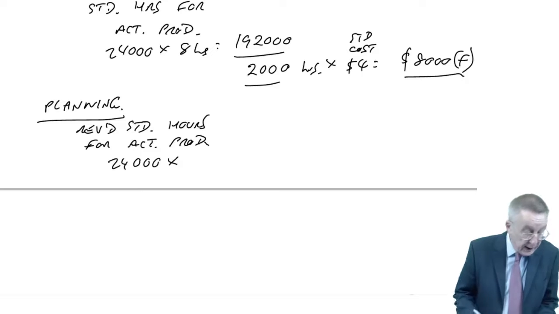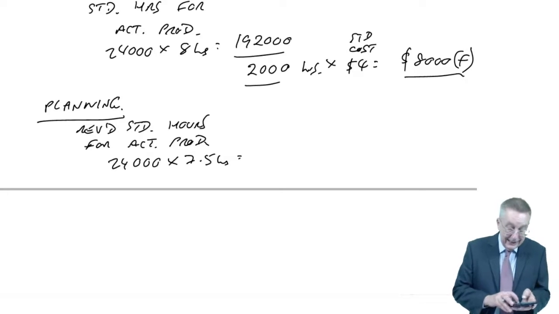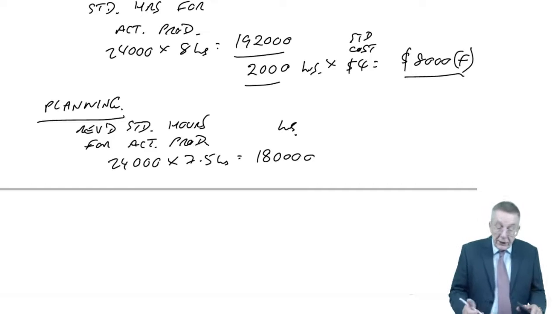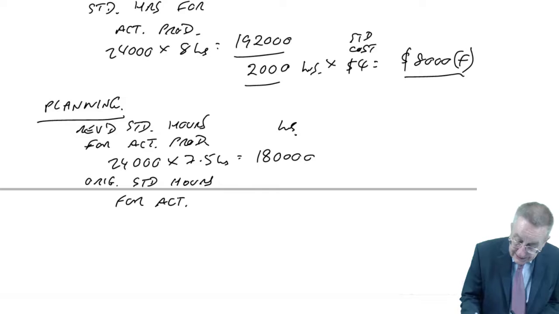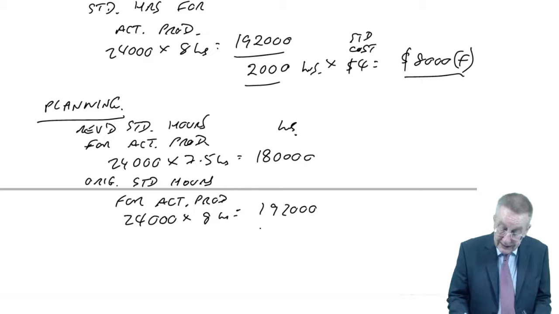For 24,000 units of actual production, the revised standard should be 7.5 hours per unit. So we'd expect 180,000 hours. How much did we originally expect? Well, the original standard hours for the actual production of 24,000 units was originally 8 hours a unit: 192,000.